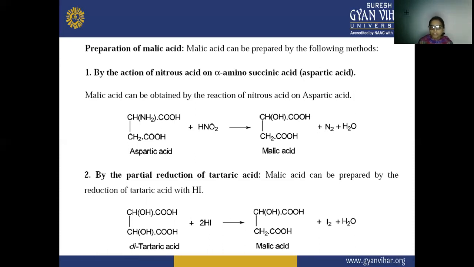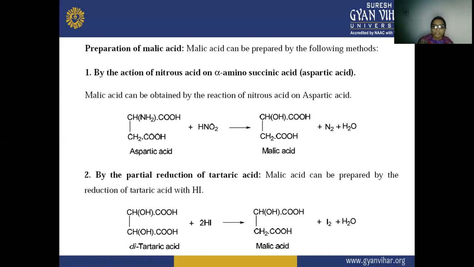Secondly, by the partial reduction of tartaric acid, this tartaric acid is partially reduced, so malic acid can be prepared. It can be prepared by the reduction of tartaric acid with hydrogen iodide, and you can see that tartaric acid is reacting with hydrogen iodide, and there is a formation of malic acid here.